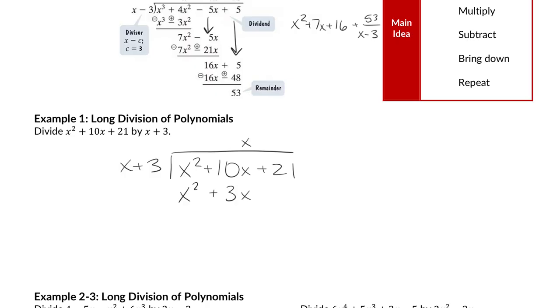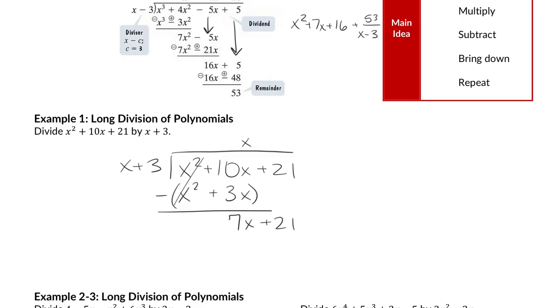Now, here's where my steps will look different than what was printed on the paper. I'm going to have you subtract everything. You are going to have to stay with me on this because we're going to distribute this negative inside essentially. x squared minus x squared can and should cancel out. But then I have 10x minus 3x. Make sure you actually subtract that to get 7x. And then you bring down the 21. Repeat.